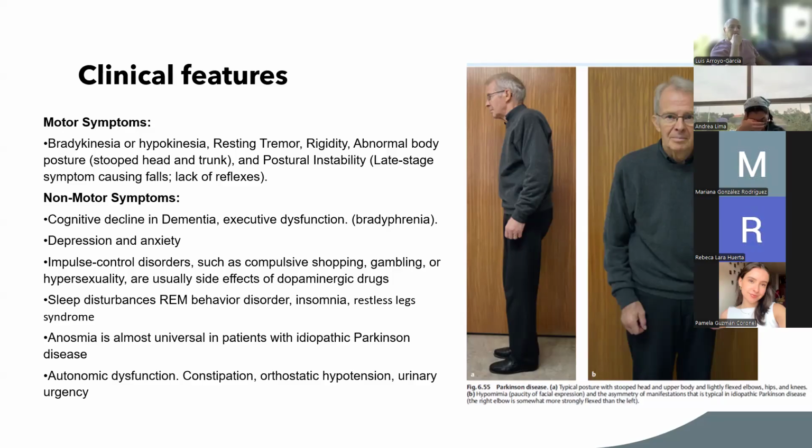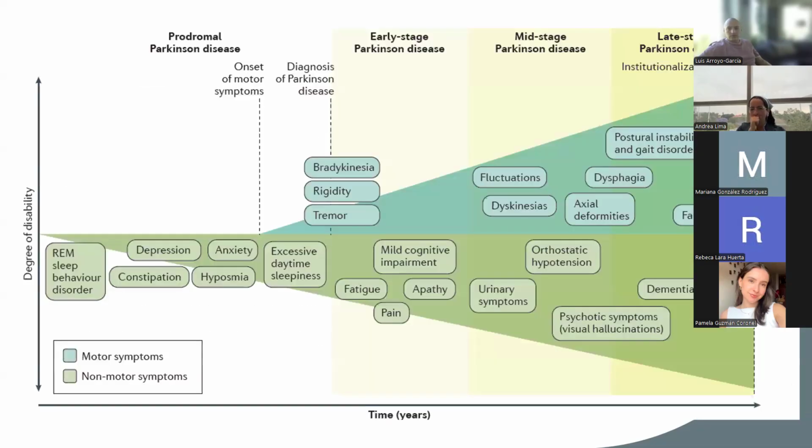Mainly at the beginning, you have anosmia, since in Parkinson's disease the olfactory area is one of the first parts of the brain that starts getting affected. And then we have autonomic dysfunction, like what I was telling you before. Because the dopaminergic system also affects the gastrointestinal tract, you can have constipation, hypertension, urinary urgency, etc. Questions so far? No, Andrea says no, so we'll continue.